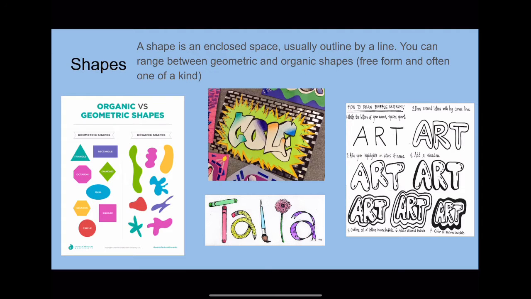Changing up the shape. A shape is an enclosed space usually outlined by a line. You can range between geometric and organic shapes. Geometric shapes are usually squares, triangles, circles, something that's easily identifiable. Organic shapes, on the other hand, are usually free form and often one of a kind. Sometimes they end up looking like blobs.